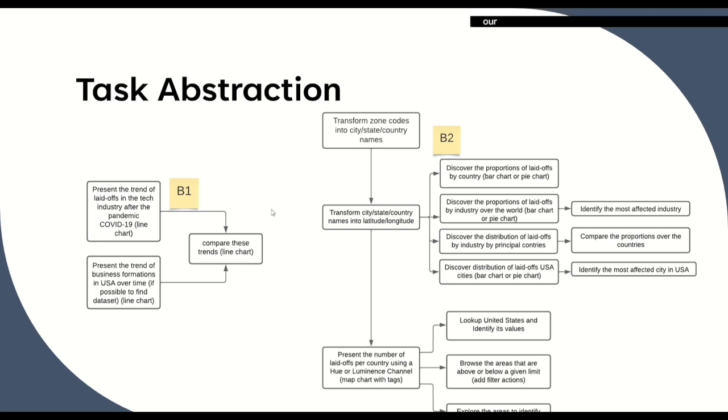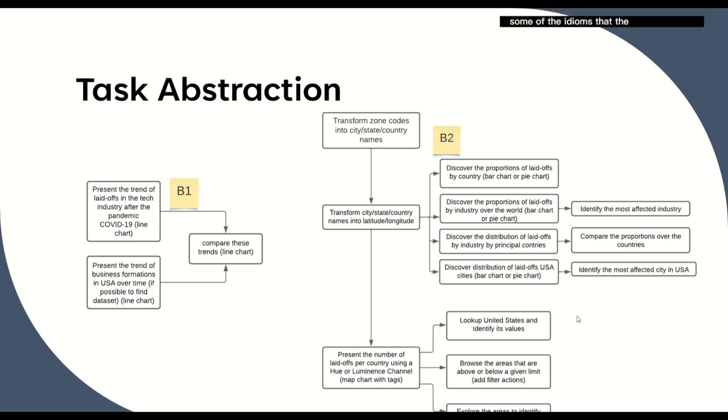In the first diagram, our main objective is to compare the trends of layoffs with business formation. For this, we must first present the trends of both datasets. On the other hand, in the second diagram, we want to know the distribution of layoffs around the world, the proportions that each country and sector represent, and to be able to identify values easily.